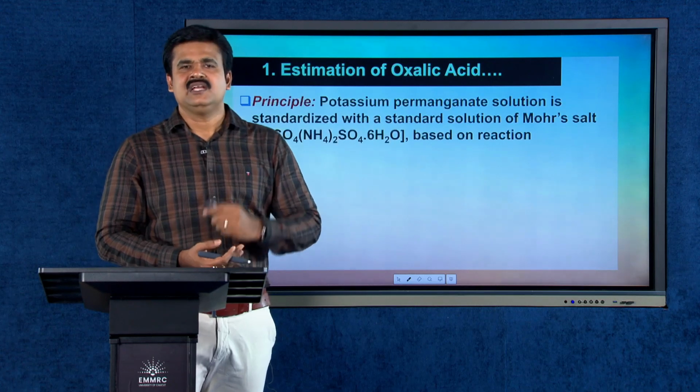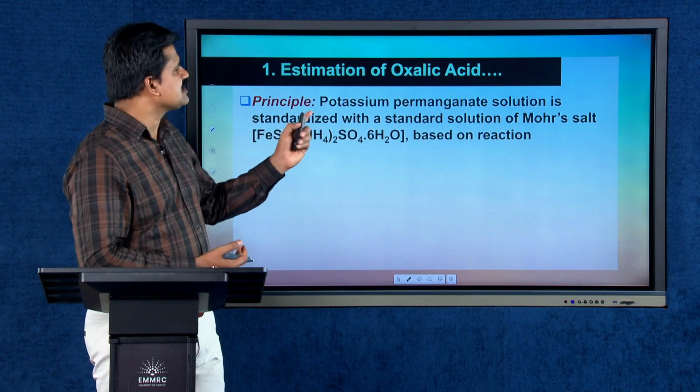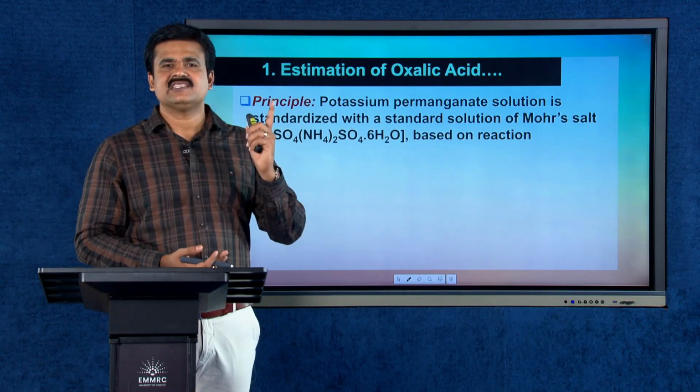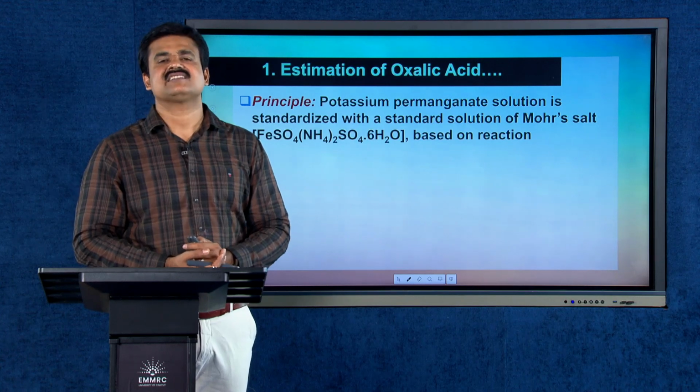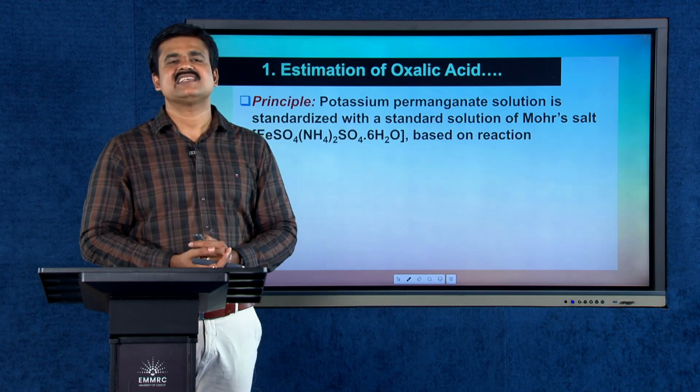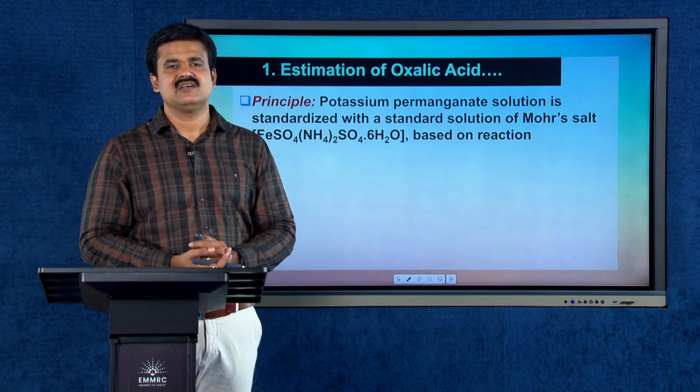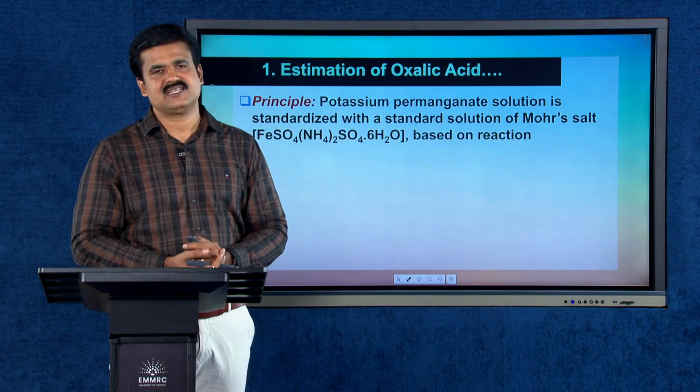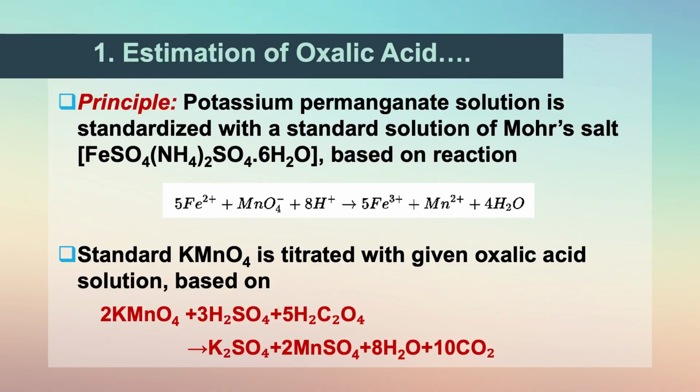Now, this is the principle. Potassium permanganate solution is standardized with a standard solution of Mohr's salt. What is meant by Mohr's salt? It is a double salt, which is a combination of ferrous sulfate and ammonium sulfate. Here the water of crystallization is 6.